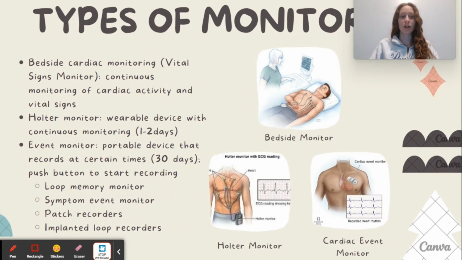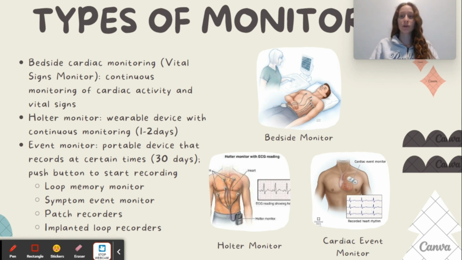So the types of monitors include a bedside cardiac monitor or a vital signs monitor, and this is typically what you see in hospital settings and like the ER and different rooms in the hospitals. And this is continuous monitoring of cardiac activity and vital signs.